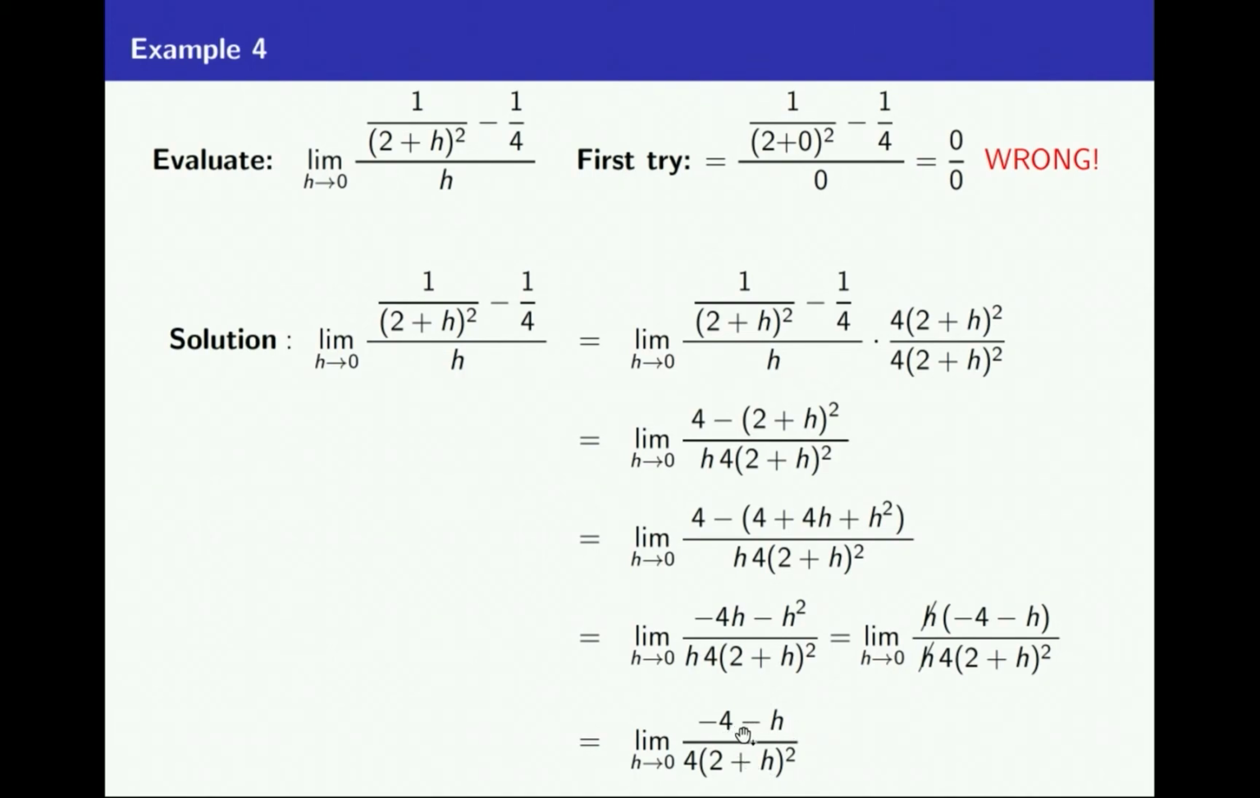Now looking at this, it's a rational function in a variable h. It's a polynomial on top divided by a polynomial on the bottom where the variable is h. So we have a limit law that says we can evaluate this limit simply by plugging in h equals 0 wherever you see an h, here and here. And in so doing, we get an answer of negative 1/4.